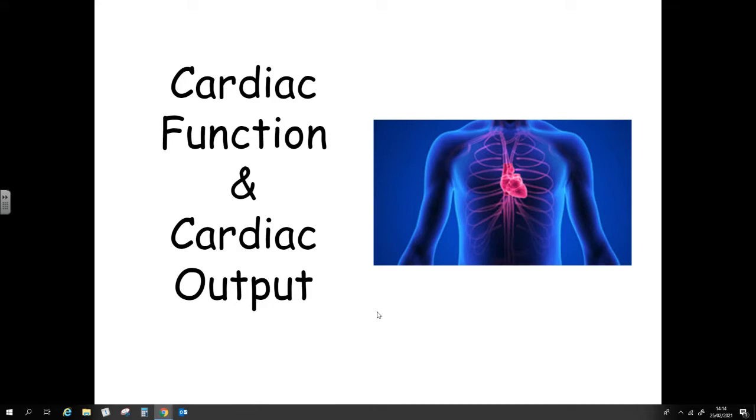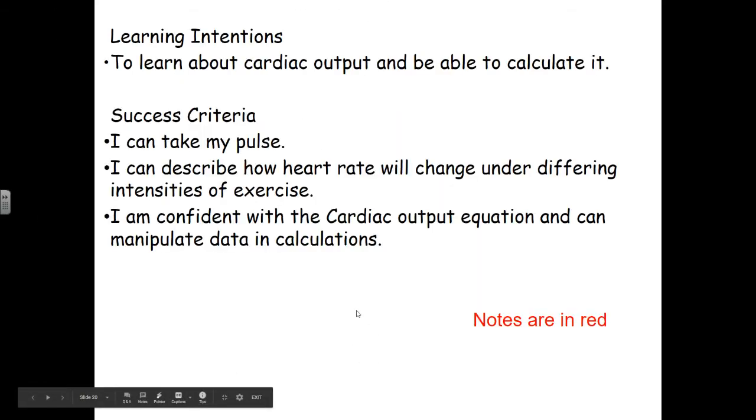Hello, how are you? Today we're going to look at cardiac function and cardiac output. It's a little bit of very simple maths in this section, but nothing that should trouble you. Our learning intentions are to learn about cardiac output and be able to calculate a number: how many litres in a minute are pumped out of the heart.